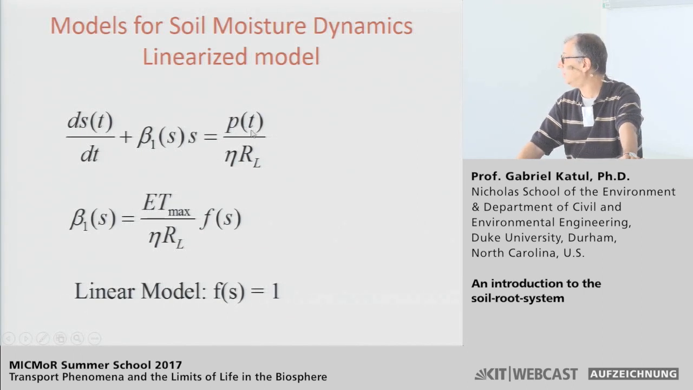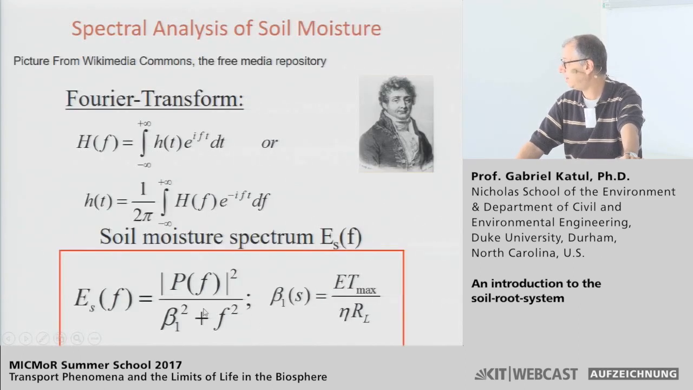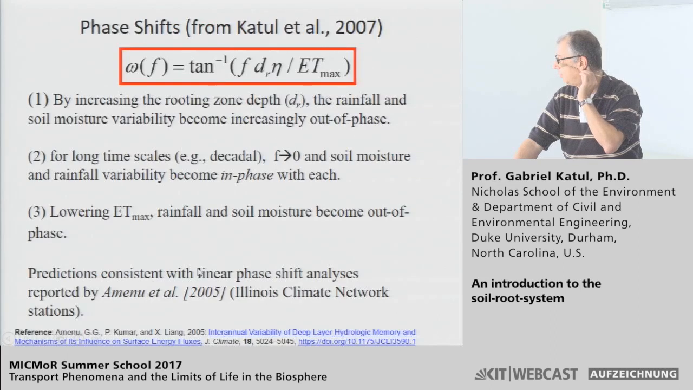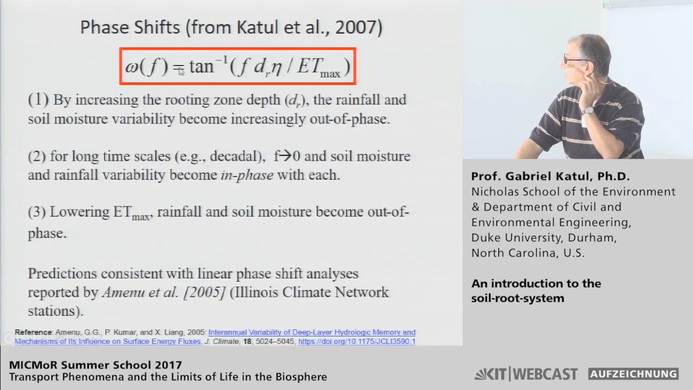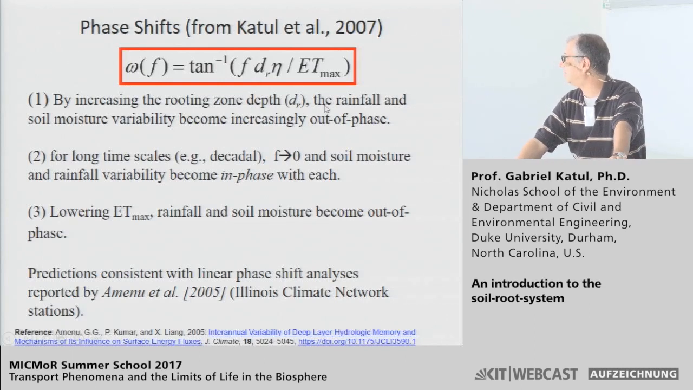And then what we're going to do now is use a realistic spectrum of precipitation and see what's going to happen to the spectrum of soil moisture content based on these expressions. Not only could you compute the stored moisture content spectrum, you could also compute the phase shift between precipitation and volumetric soil moisture content. And if you do that from this very simplified model, you find that the phase shift is the arctangent of frequency multiplied by the routing zone depth multiplied by the porosity divided by ET max. And that's an interesting result, because if the routing depth increases, then you increase the phase difference between precipitation and soil moisture. And at long time scales, f goes to 0, so they become in phase.